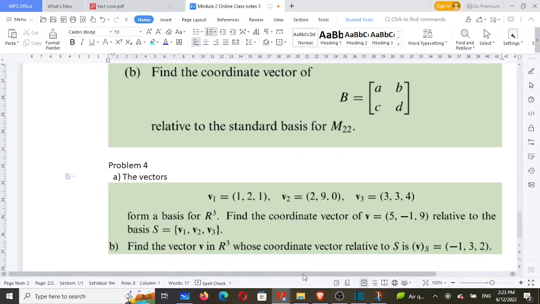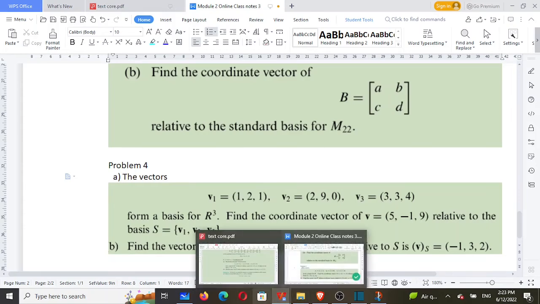Next problem is the vectors V1 equal to (1, 2, 1), V2 equal to (2, 9, 0), V3 equal to (3, 3, 4) form a basis for R cube, that we have already shown earlier. Find the coordinate vector of V which is equal to (5, minus 1, 9) relative to the basis S equal to {V1, V2, V3}. So we have to solve.